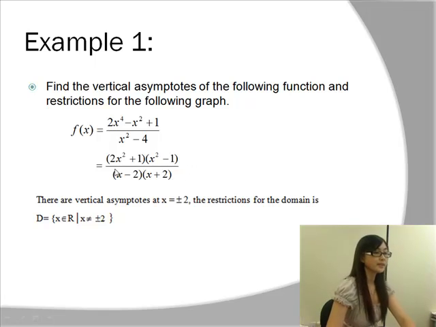For the restriction, the bottom cannot be equal to 0. Therefore, (x minus 2)(x plus 2) cannot be equal to 0. That means x minus 2 cannot be equal to 0, or x plus 2 cannot be equal to 0. That will be our vertical asymptote as well as a restriction. So the vertical asymptote is x equals plus or minus 2, and the restriction for the domain is x belongs to all real numbers such that x cannot be equal to plus or minus 2.